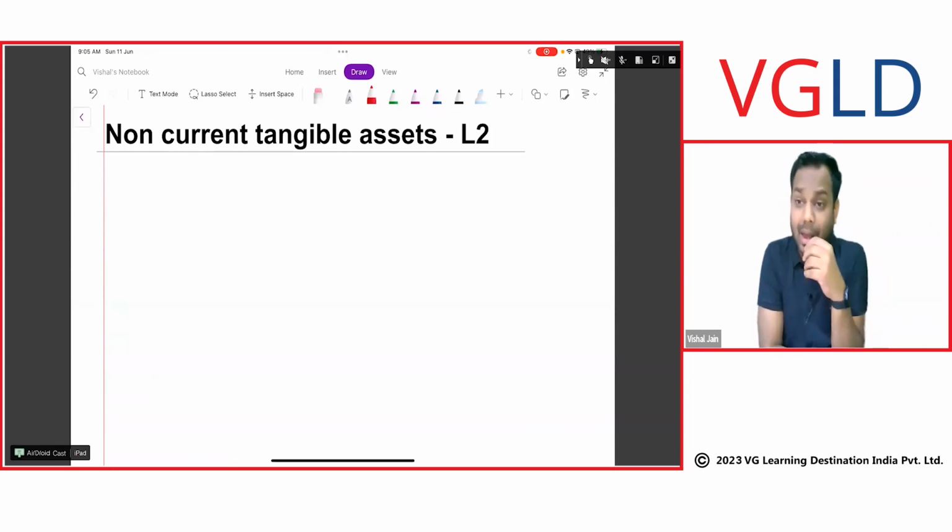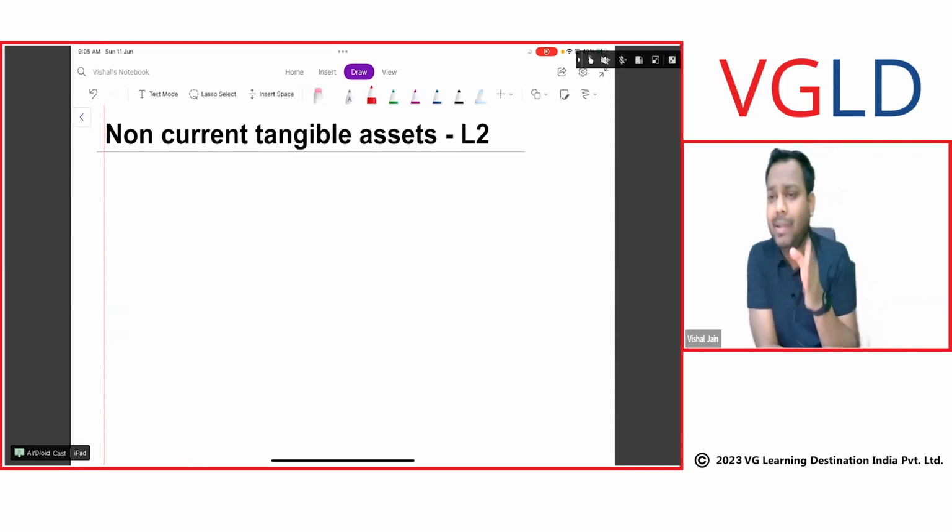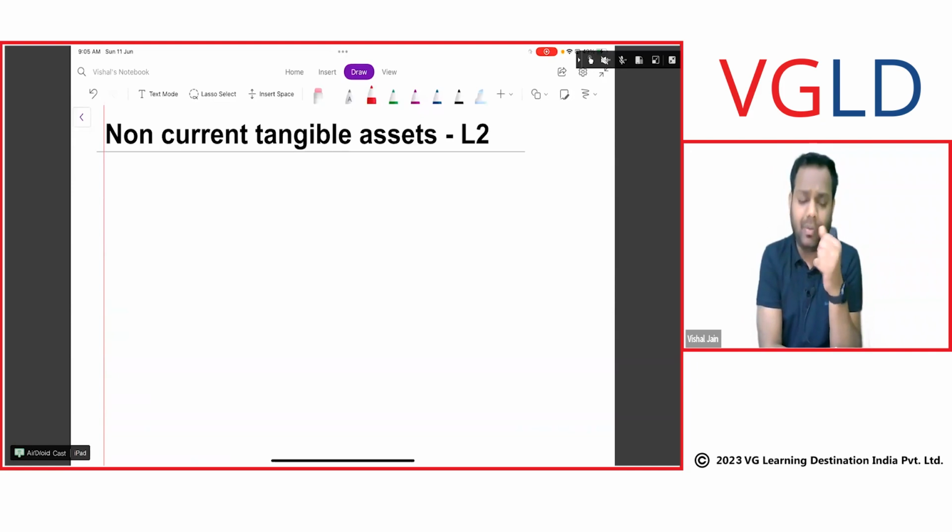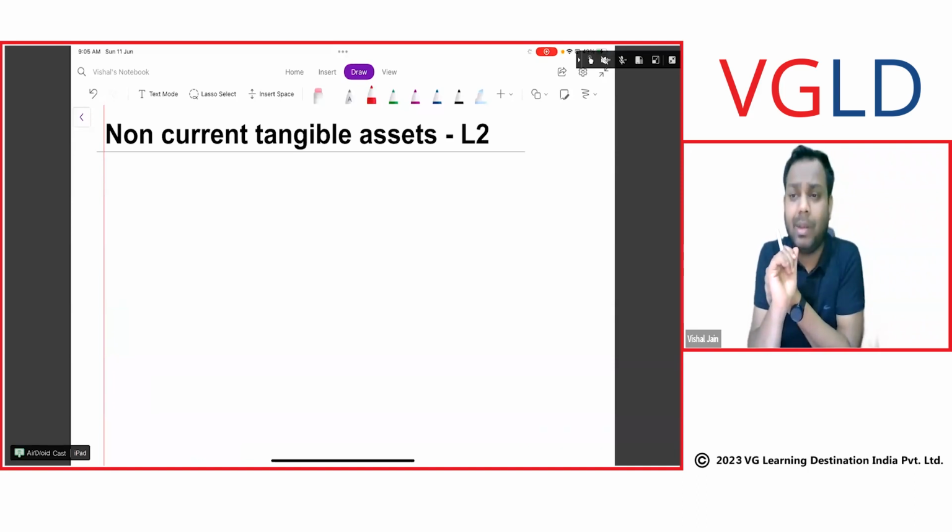Now, this is the recognition principle. What is the relevance of the recognition principle? The relevance is that property, plant, and equipment can be recognized in the financial statements if and only if it meets the definition of being property, plant, and equipment, plus it satisfies the recognition principle.